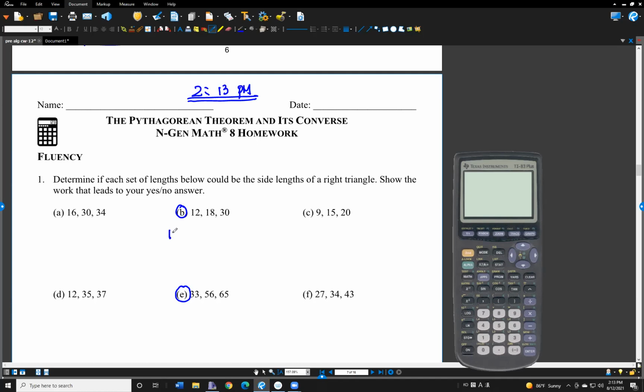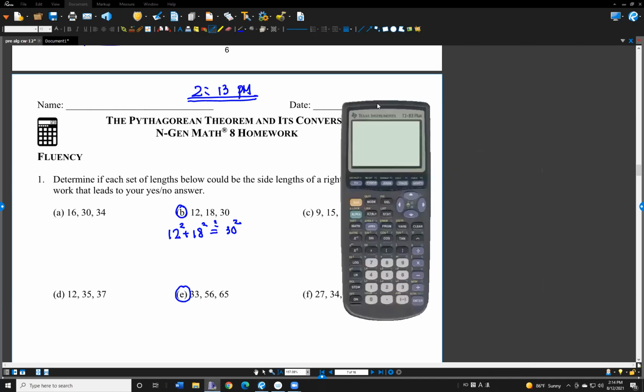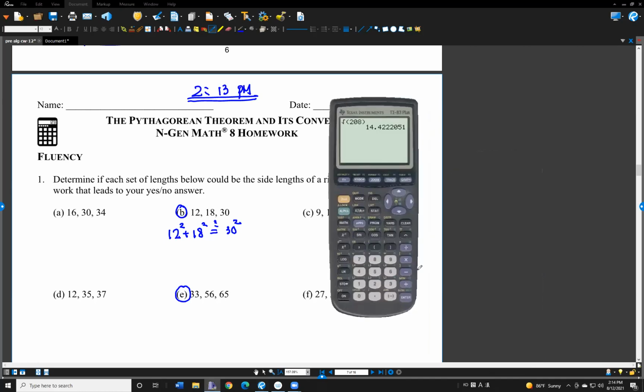Take a look over here. 12 squared plus 18 squared equals 30 squared. Is it true or false? Just check it out. You can use a calculator. 12 squared plus 18 squared equals 468, but 30 squared is 900. Right? They're not equal.